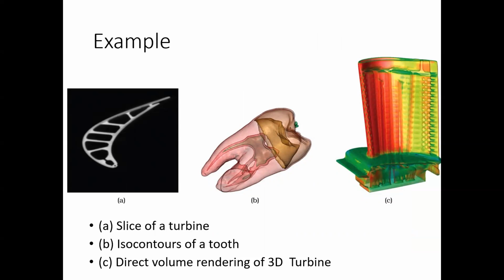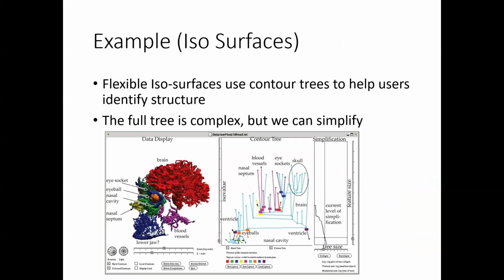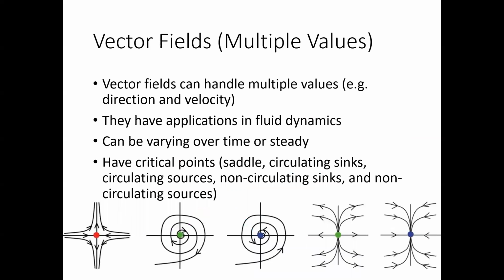Other examples of these types of scalar fields, you can take a slice, like A is a slice of a turbine, whereas C is the 3D volume rendering of it. And you can take a slice to take away a dimension. B is the isocontours of a tooth, and you might have seen those if you've gone to the dental office. Flexible isosurfaces use contour trees to help users identify the structure. So the full tree that you see over on the left-hand side of this is actually quite complex, but the contour tree breaks it down and shows the connections between the various components that we have here.